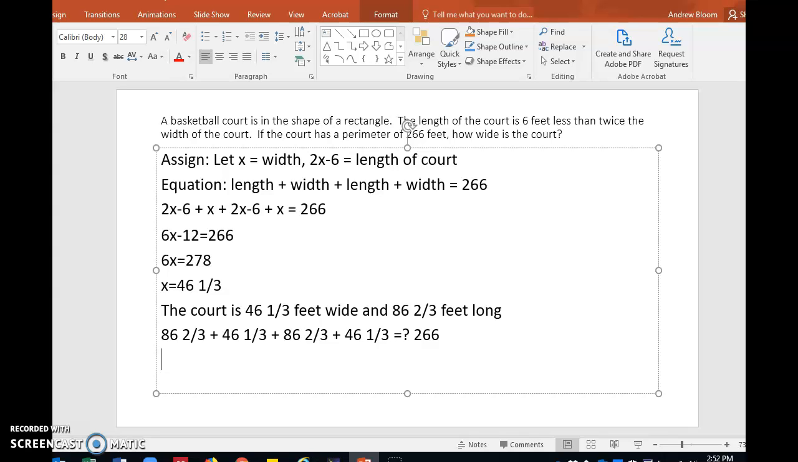So don't be afraid. Go ahead, pull out your calculator, see what you end up with when you add them together. I'm going to add 86 and 46 and 86 and 46, and that's 264. And then if you notice, 2/3 and 1/3 is actually 1, and 2/3 and 1/3 is actually 1, and so I get 266 equals 266, and it checks. Okay.